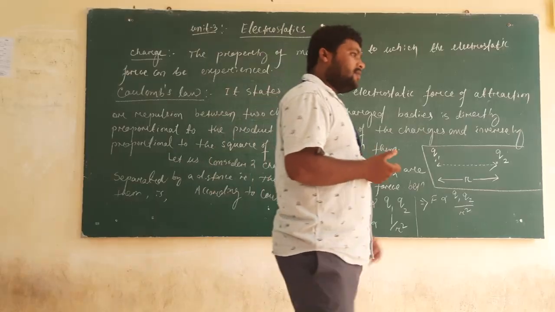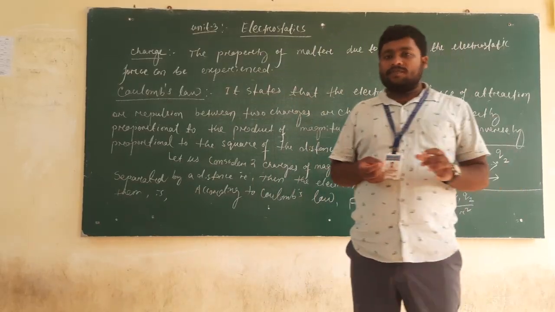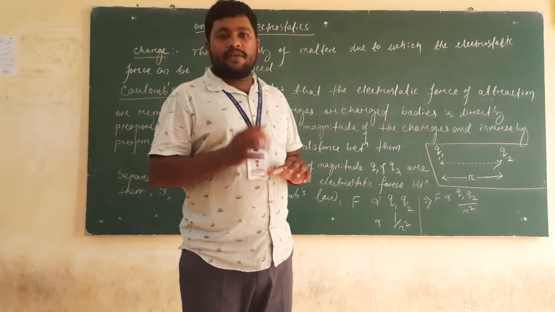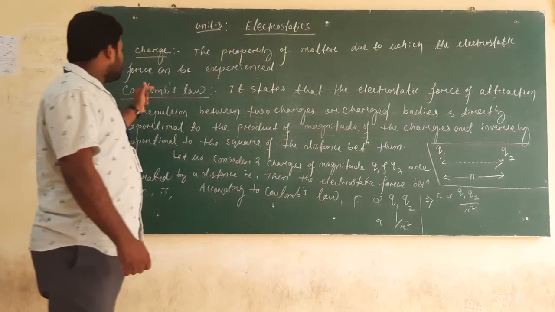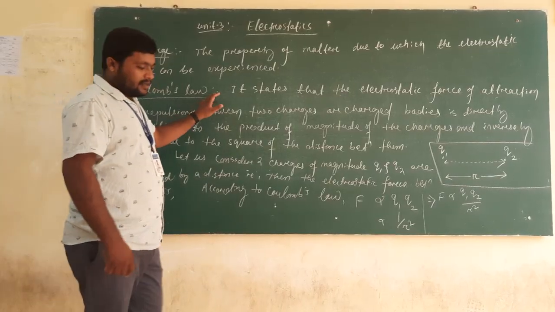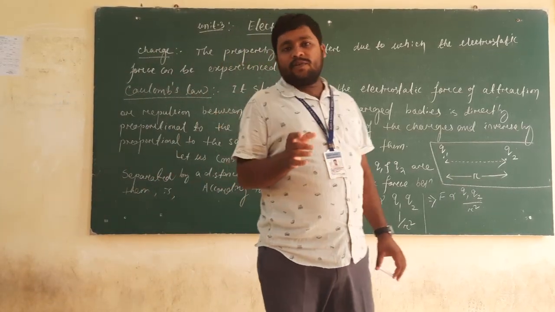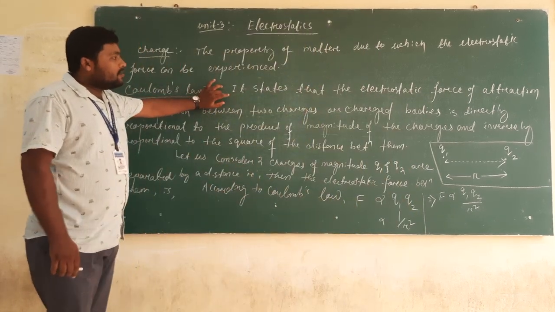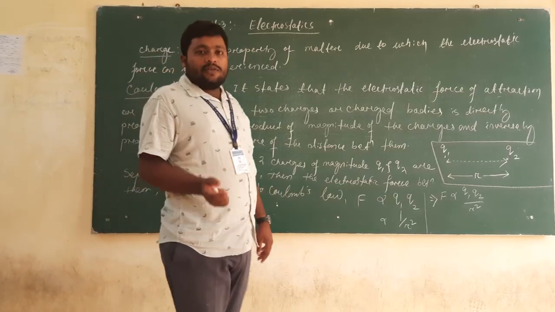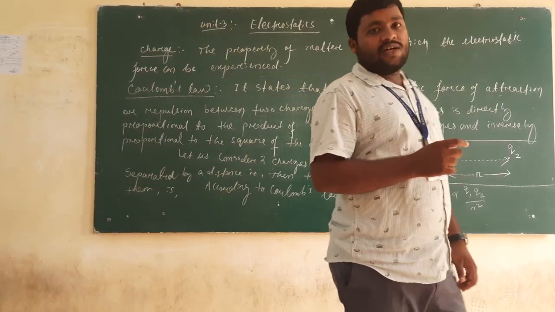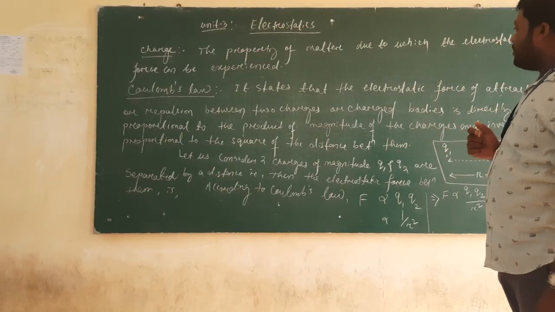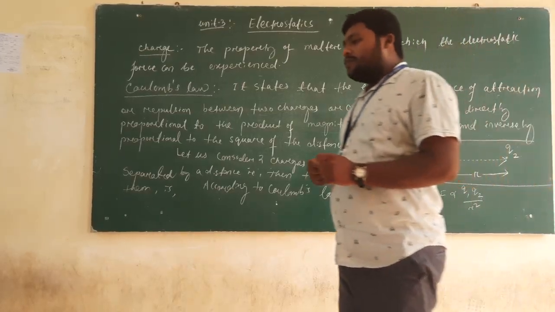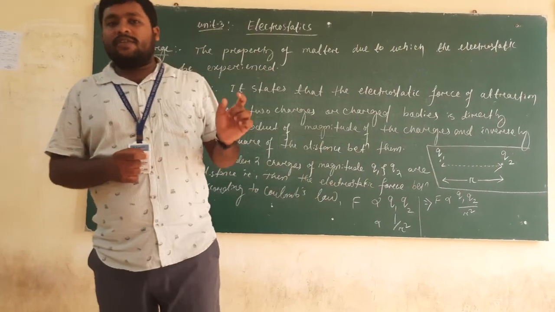And another one you can tell this: the electric field is the region around the charge, and the charge is the reason because of which the electric field can be experienced. Next, Coulomb's law. Coulomb's law describes the force of attraction or repulsion between two charged bodies. It states that the electrostatic force of attraction or repulsion between two charges or two charged bodies is directly proportional to the product of the magnitude of their charges and inversely proportional to the square of the distance between them.